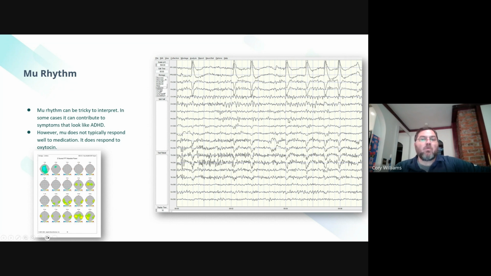And mu rhythm will mimic the symptoms of ADHD in a lot of ways. It can cause trouble with executive function. It can cause trouble with emotional regulation or active listening. Mu rhythm is associated with poor mirror neuron function, so social isolation. Mu rhythm tends to make kids and adults more fidgety, especially with their hands. They tend to get wiggly hands or wiggly fingers. So it looks a lot like ADHD, but the reason behind it is very different. And this is important to know because mu rhythm does not respond well to medication. It does, however, respond to intranasal oxytocin.